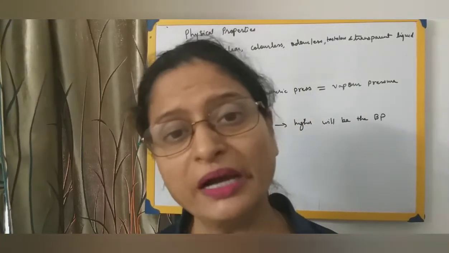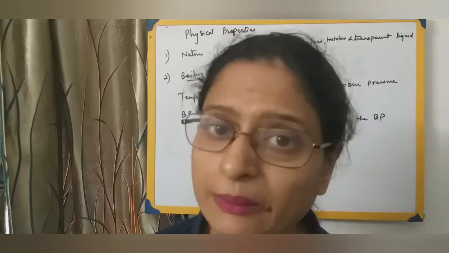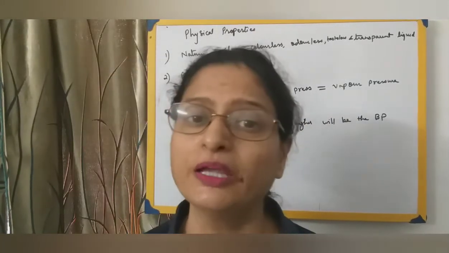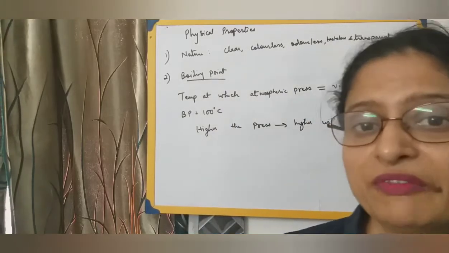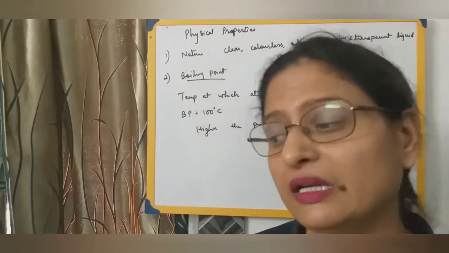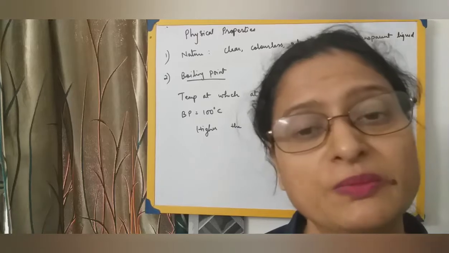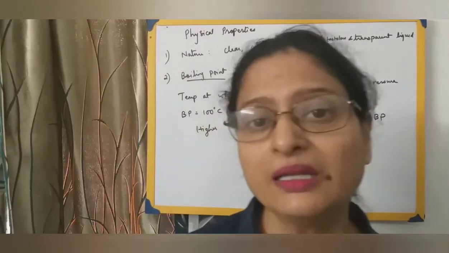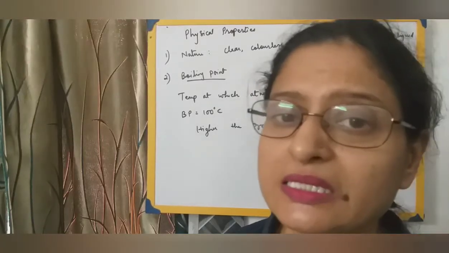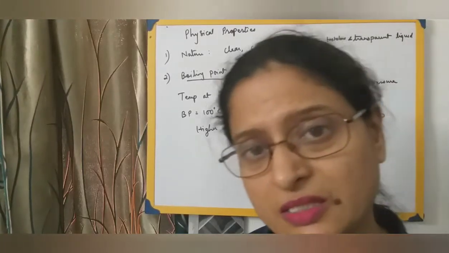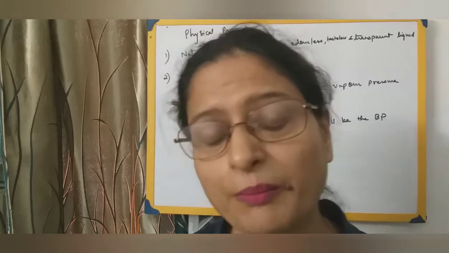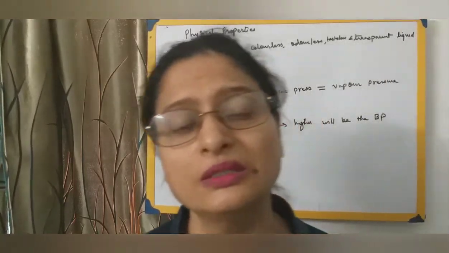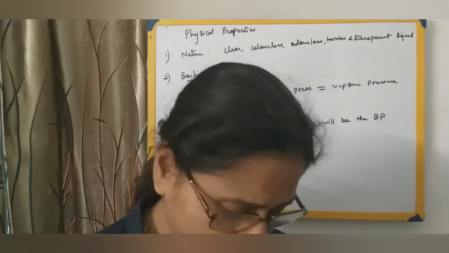So what we have to do is either cook the food for a longer time, or increase the pressure. How can we increase the pressure? By the use of pressure cookers. In pressure cookers the pressure is increased, so the boiling point also increases, and hence the food gets cooked faster. So it is advisable to use pressure cookers in hilly regions.